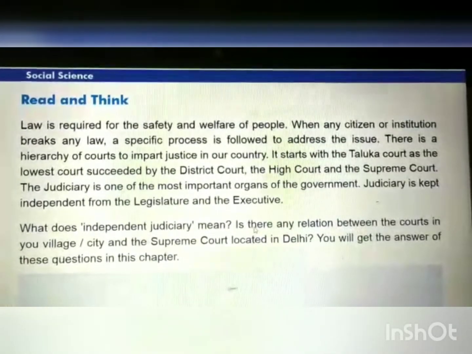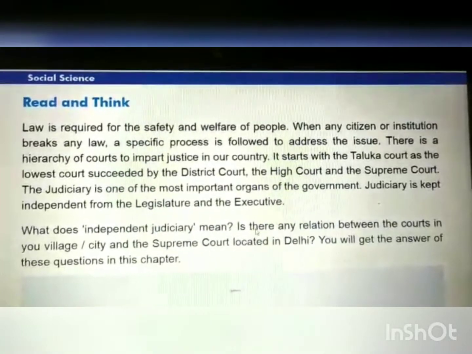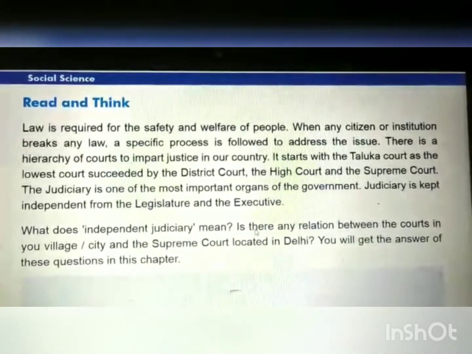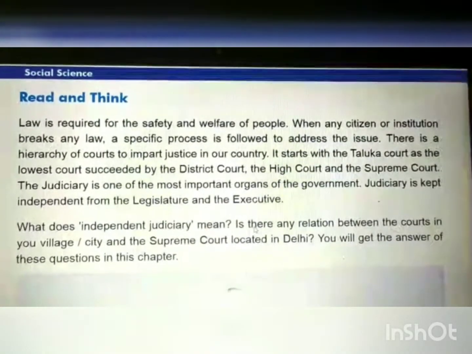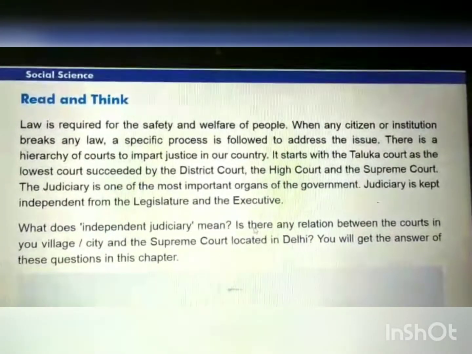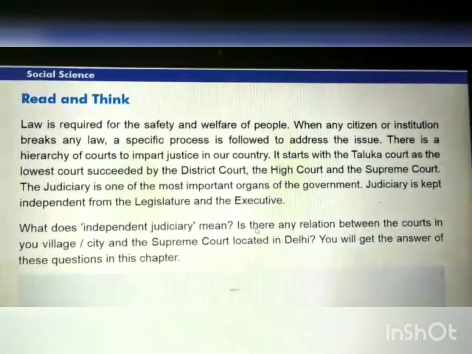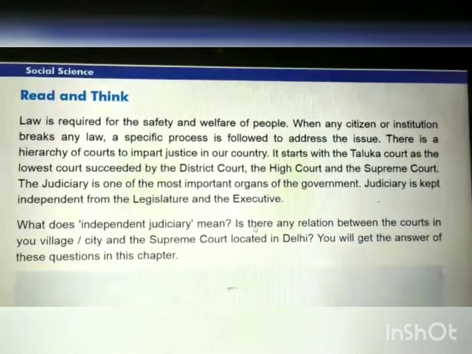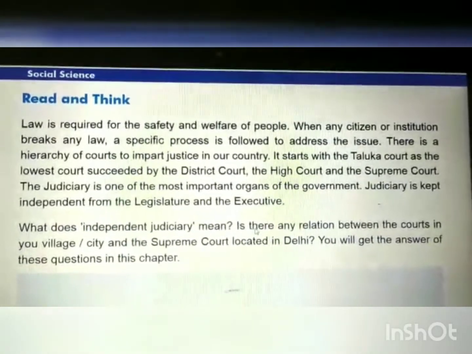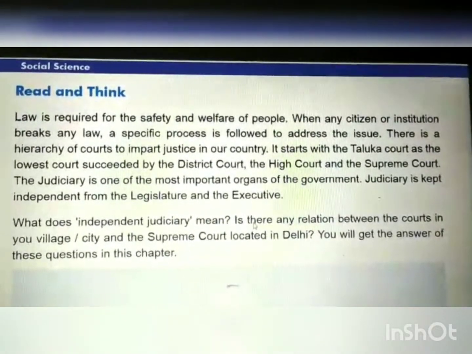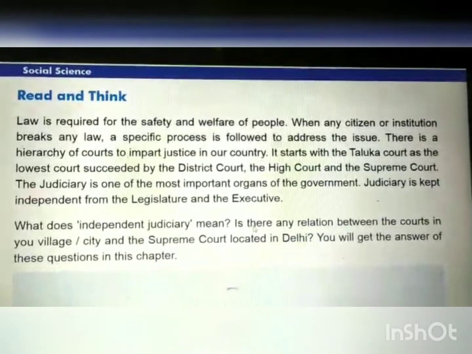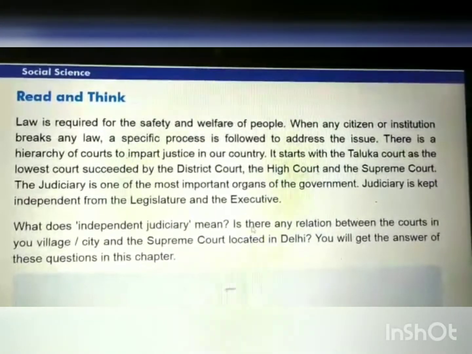Actually in 7th standard also we have learned the different levels of court, but it was up to state level. Now we are going to learn about the total judiciary system. In our country, the court starts with the Taluka Court as the lowest court, then the District Court, the High Court and the Supreme Court. The judiciary is the most important.